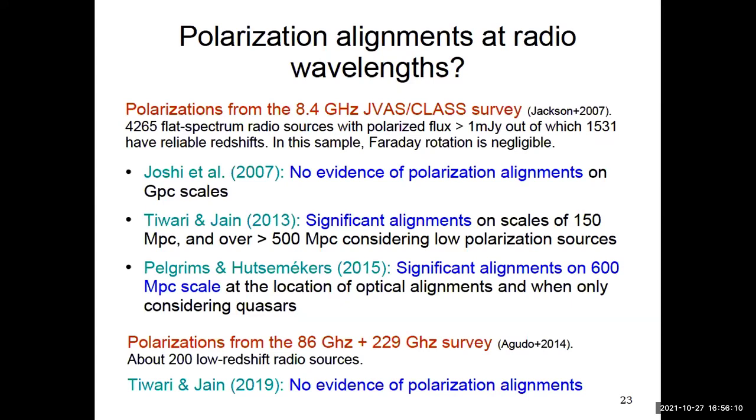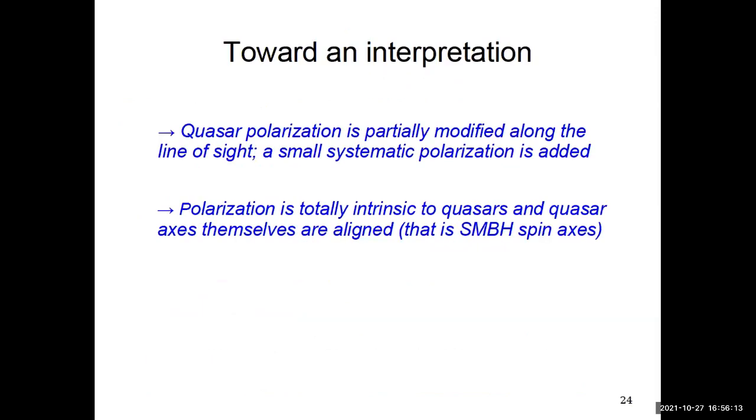So there is some confirmation, but it's not really clear if there is a one-to-one correspondence between the optical alignment and the radio alignments. If we want to go toward an interpretation, there are two main possibilities. In the first case, the quasar polarization is modified along the line of sight, and a small systematic polarization, for example, can be added along the propagation of the light.